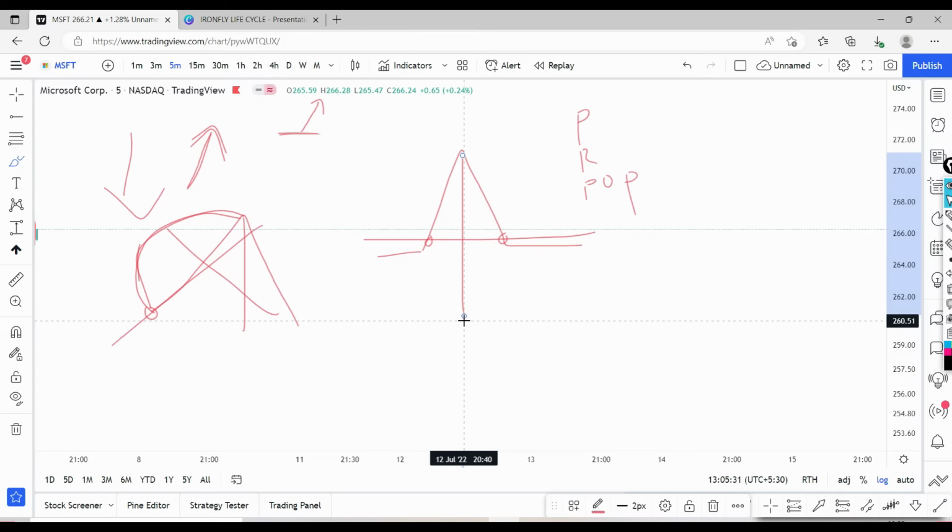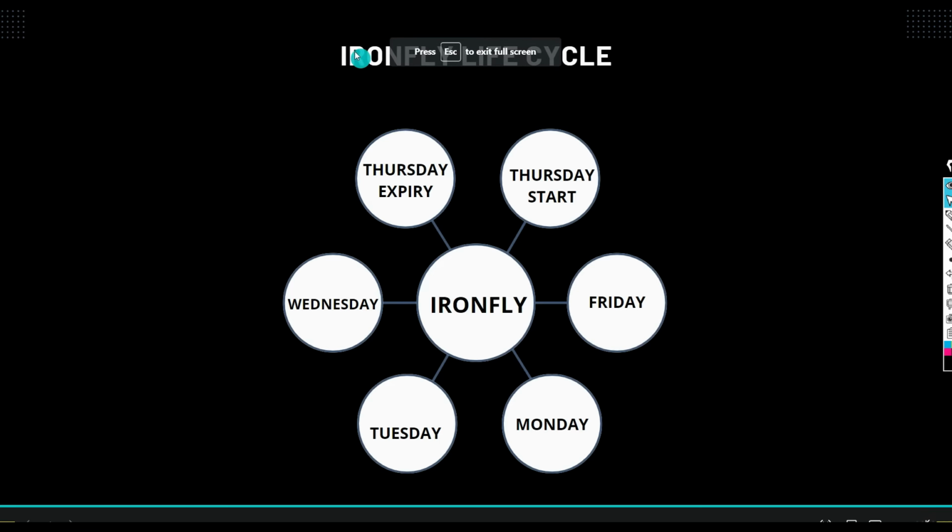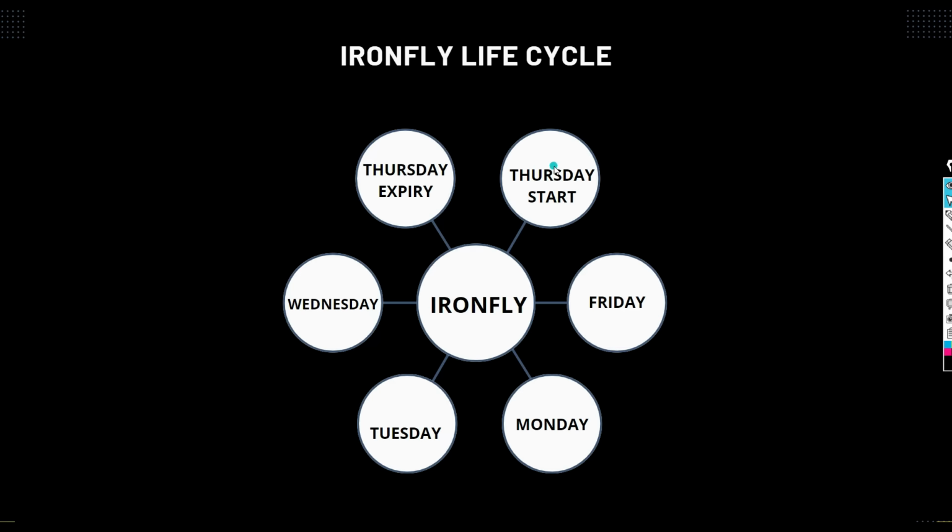If you did not understand the video, pause the video, go back and watch again. This is the way we need to deploy the Ironfly. That's what I'm just telling you. This is the life cycle of your Ironfly on Thursday. So these many combinations we have to try.